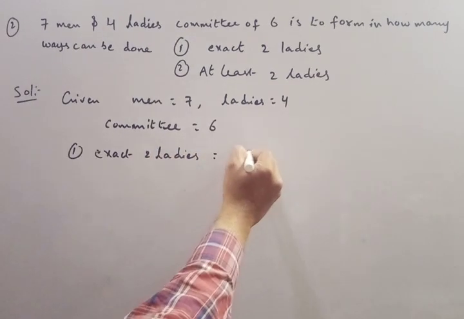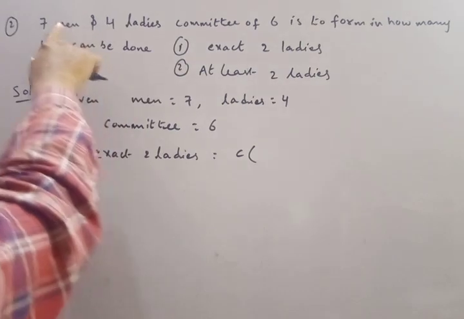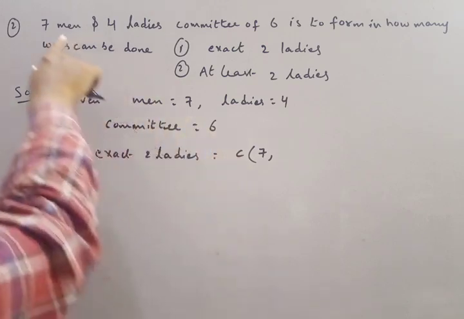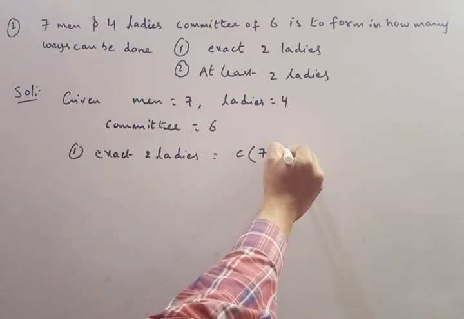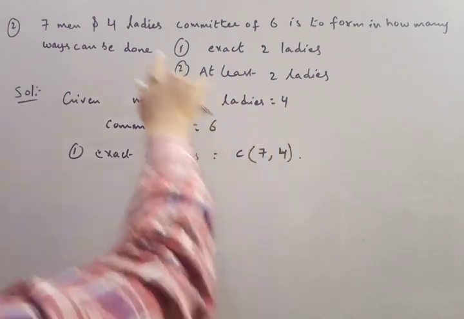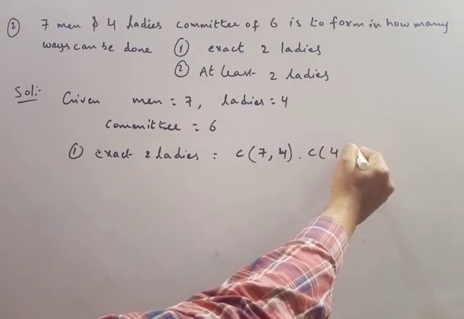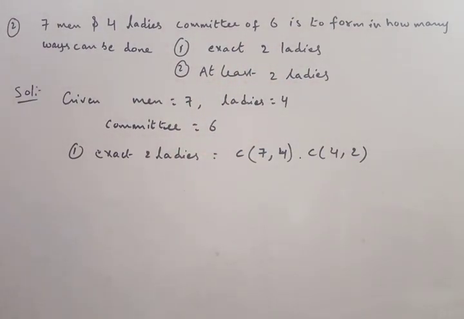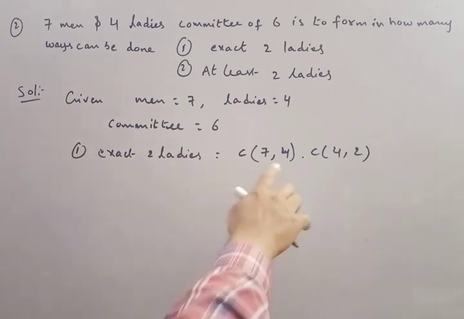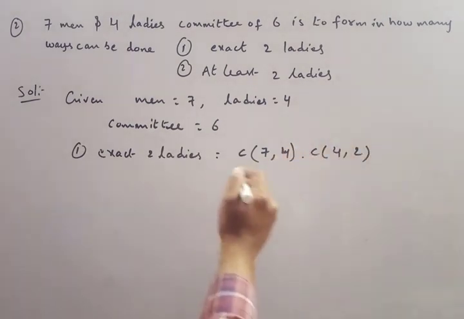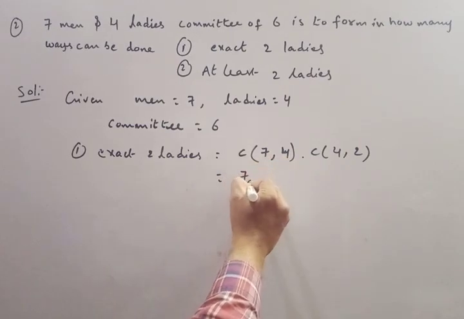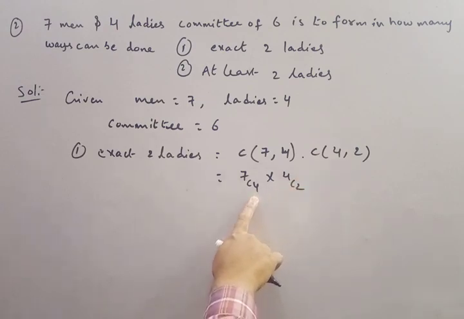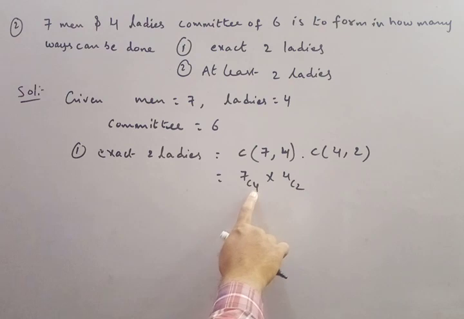That means, combinations of how many men are there? 7 men are there. In total the committee is 6 members, no? How many do we have to take? 4 men we have to take, correct? Then in women, how many ladies do we need? Exactly 2 ladies. So C of 7 comma 4 into C of 4 comma 2. So 7C4 into 4C2, correct?